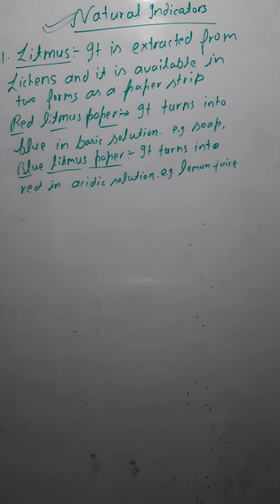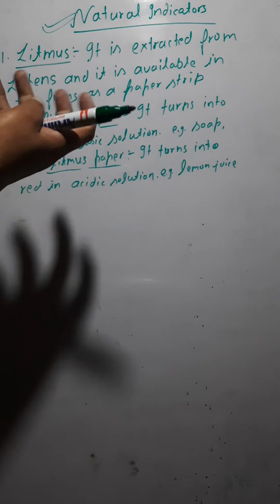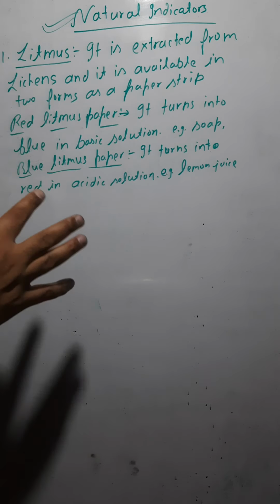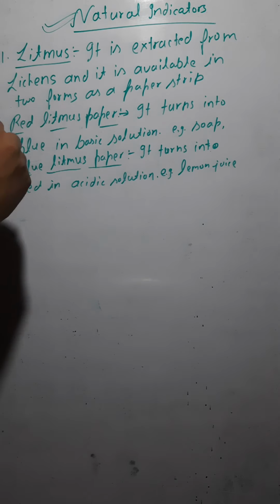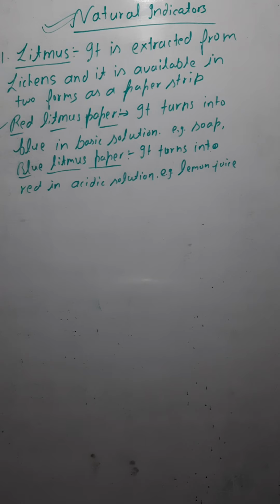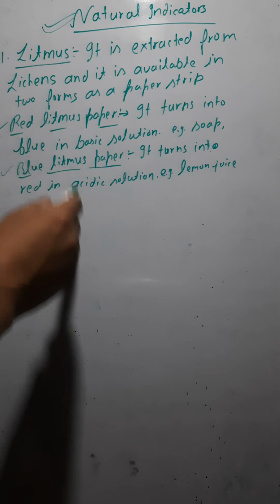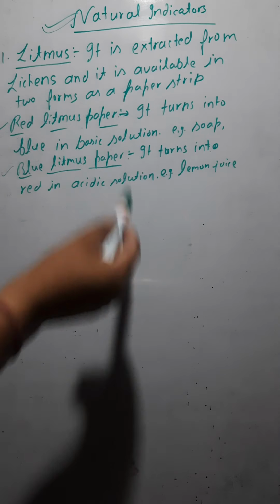So the first one is litmus, which we have already discussed. We get litmus from the lichen plant. We extract it and make two types of litmus paper. So litmus is available in two forms: the red litmus paper and the blue litmus paper. Now, when you dip red litmus paper in a solution and it turns blue, then the solution is basic.